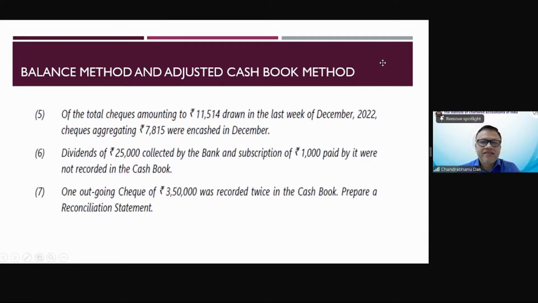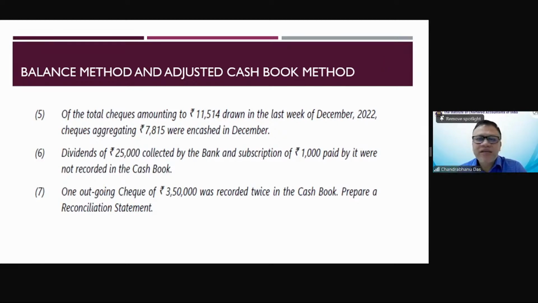Okay, Naina has raised hands. Very good, Naina. Yes, sir. Yeah, Naina, tell me. In the 5th point, whether it is checks deposited but not credited or checks issued but not presented. So it is checks issued but not presented.